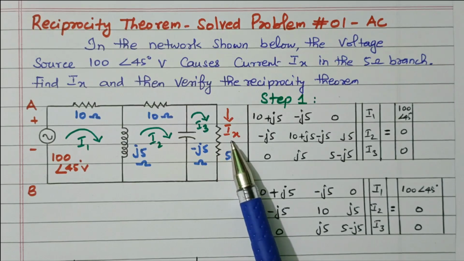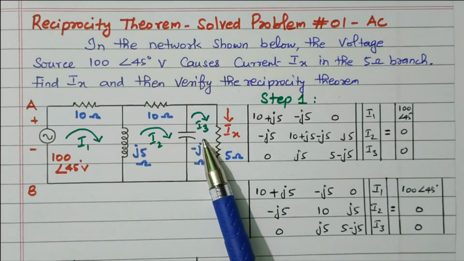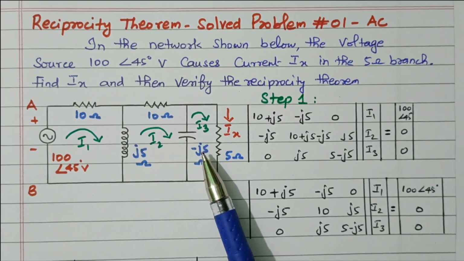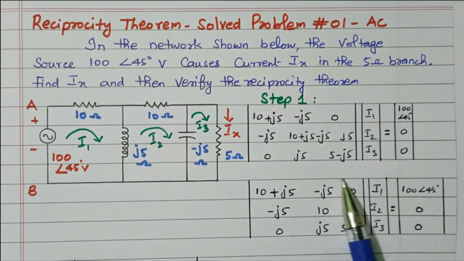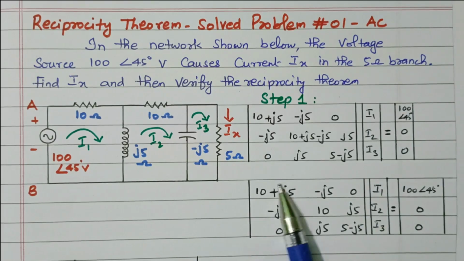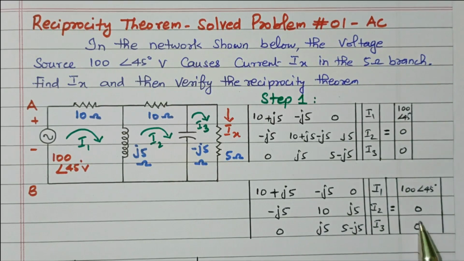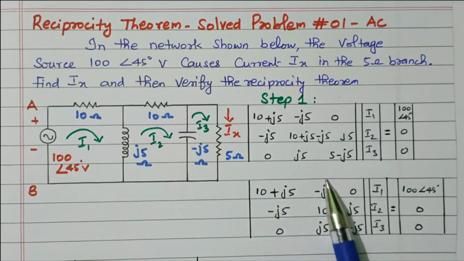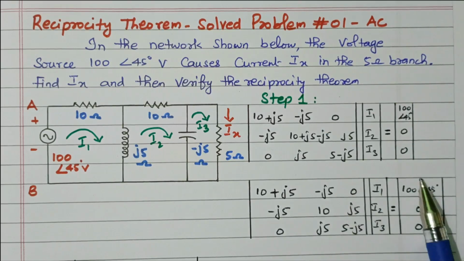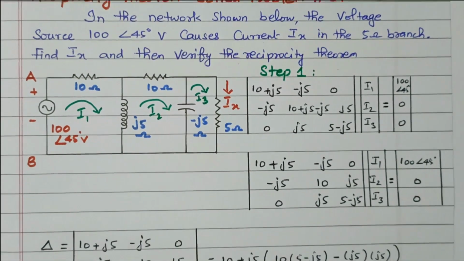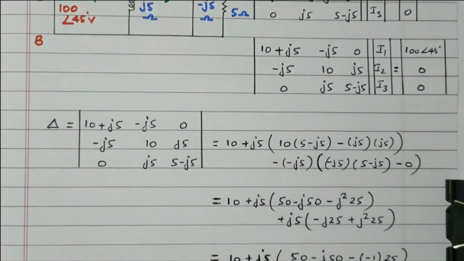Our aim is to find Ix, that is I3. So we need to find delta and delta 3. I3 equals delta 3 by delta. This matrix is delta. By replacing the third column with the voltage matrix, we get delta 3. So first we will find delta, then replace the third column with the voltage matrix to find delta 3, and from that we can find I3. Now we will go to the calculation of the delta value.